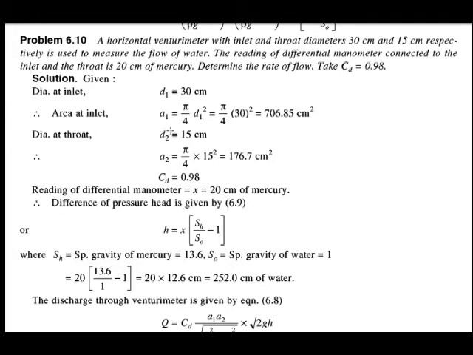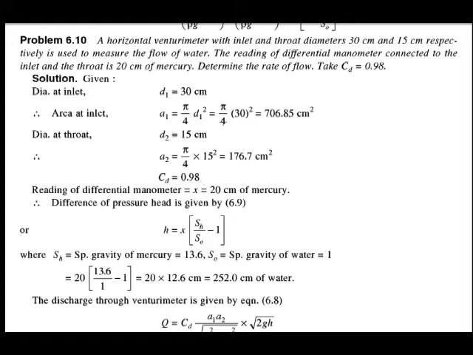A1 is equal to pi by 4 d1 square, equal to pi by 4 into 30 square, which is equal to 706.85 centimeter square. The diameter of the throat is given as 15 centimeter. Then the area of the throat is pi by 4 into 15 square, which is equal to 176.7 centimeter square. Also they have given the coefficient of discharge value as 0.98.